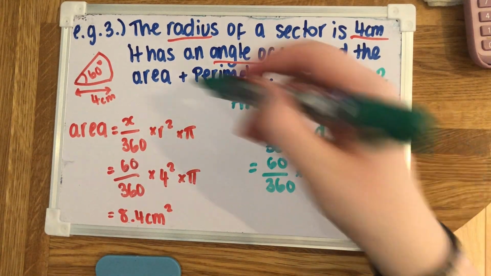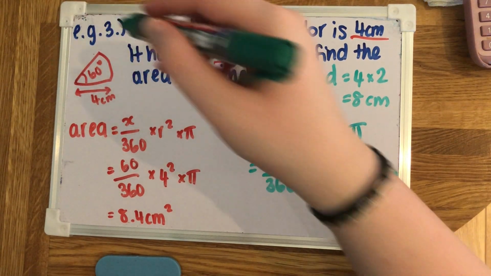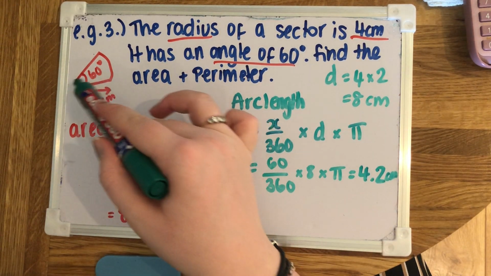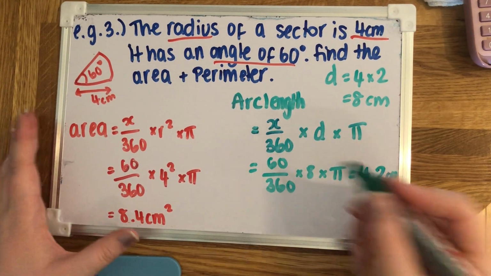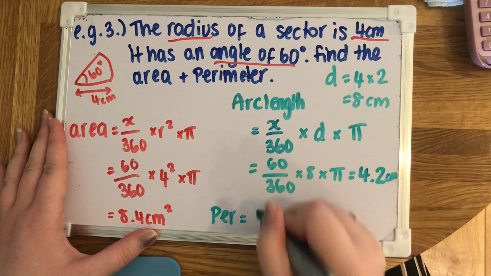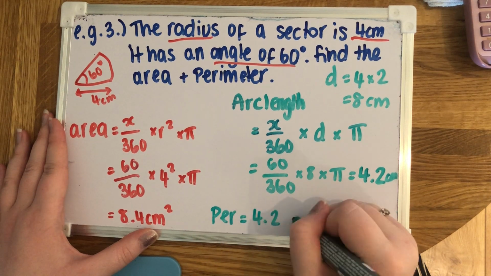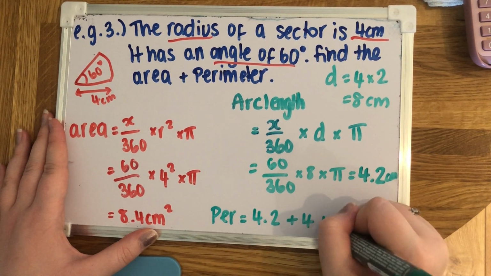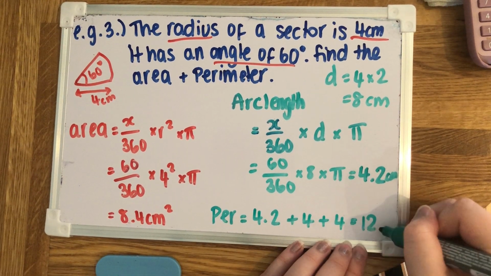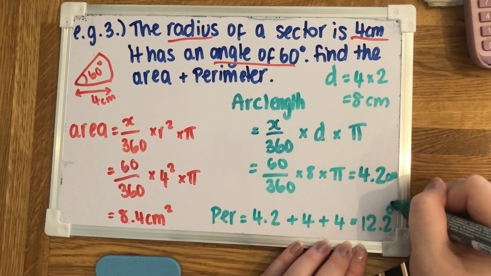Okay, remember this is just this curvy bit here. We need to have the whole perimeter, so after that we need to add on 2 lots of the radius, which is 4. So the actual perimeter is going to be the 4.2 that we've just worked out for the arc length, plus 4, which is 12.2 centimetres.